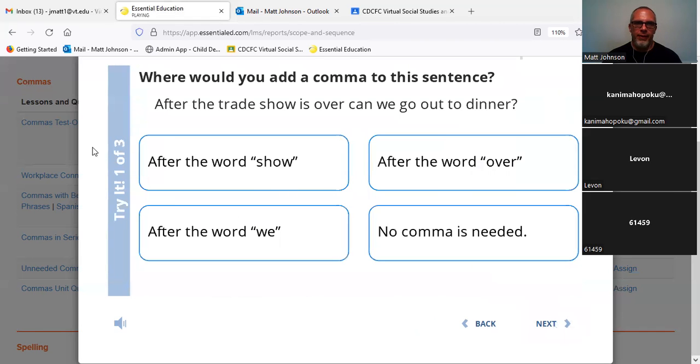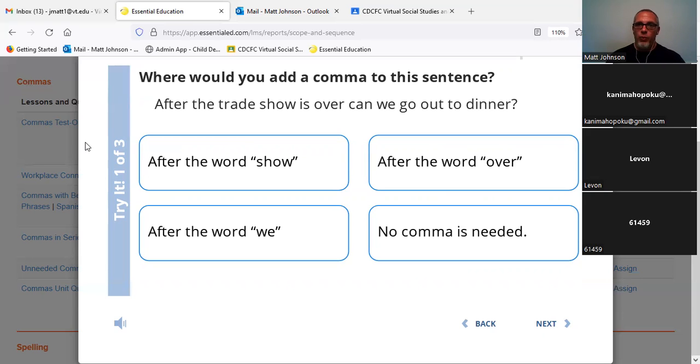Take a look at this sentence. Is there an introductory word, phrase, or clause? Where would you add a comma? Right, so we got an introductory phrase here for sure. After the trade show is over, can we go out to dinner? So we look at that and we think, okay, where do we need a comma? Where do we have a complete idea, for one?